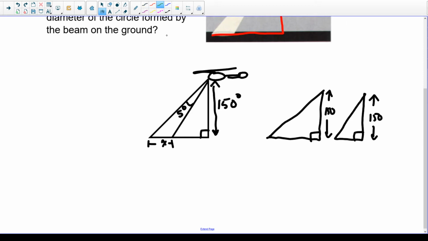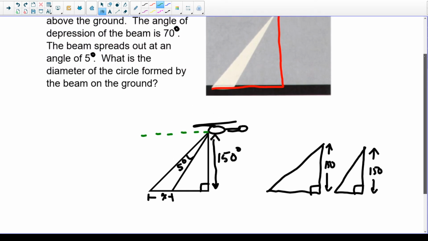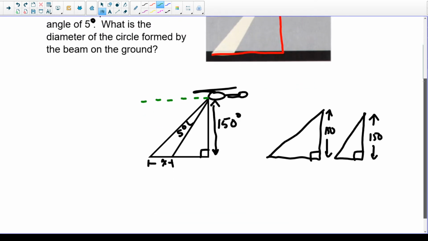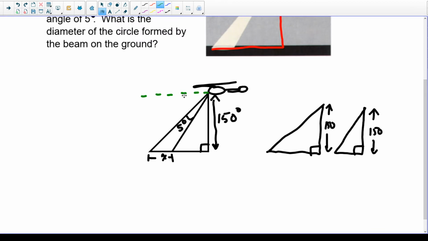As I said in the previous slide, the angle of depression is always measured from a horizontal line. And then you're either tilting your head up or tilting your head down, depending on whether it's elevation or depression. Well, in the question, they say that the angle of depression of the beam is 70 degrees. That's here. That's our 70-degree angle. So that tells us a lot of things.